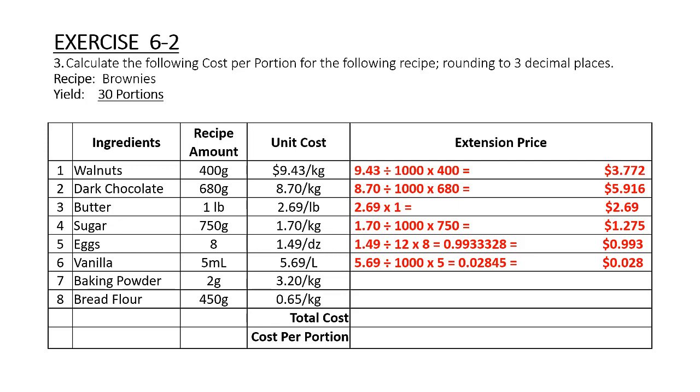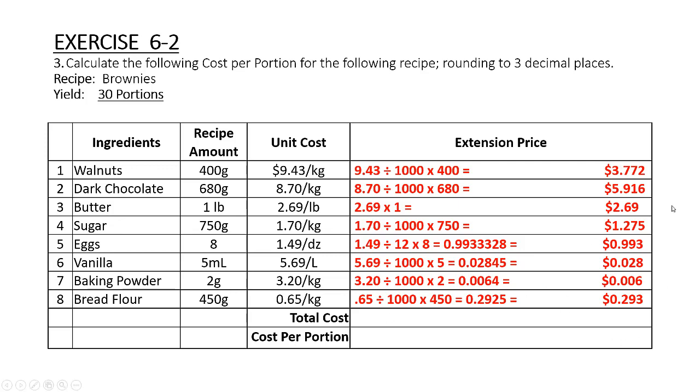Baking powder, we paid $3.20 per kilogram. If we divide that price by 1,000, we now have the cost of 1 gram, and our recipe is calling for 2 grams, so multiply it by 2 to give us the extended price for the baking powder. And finally, our bread flour, we paid 65 cents per kilogram. We need 450 grams. So 65 cents divided by 1,000 gives us the cost of 1 gram. Let's multiply it by the 450 grams we need, and there's the extended price for the bread flour.